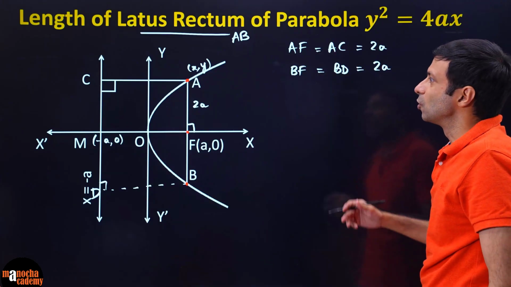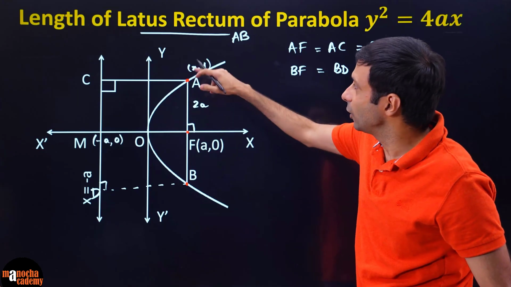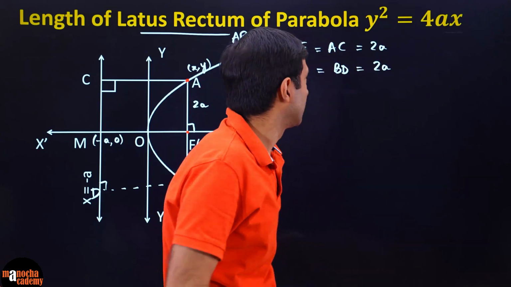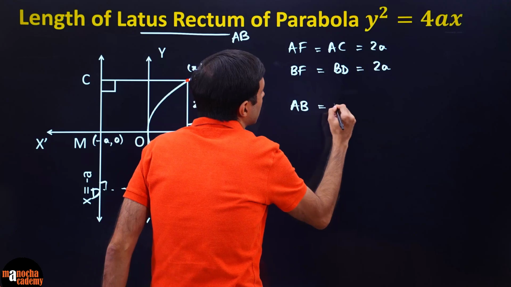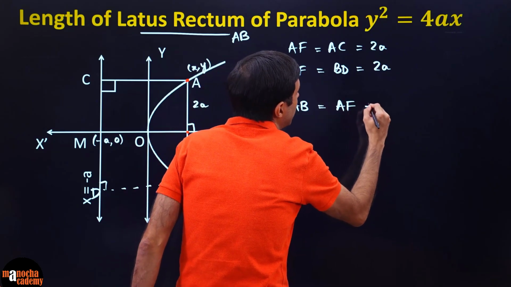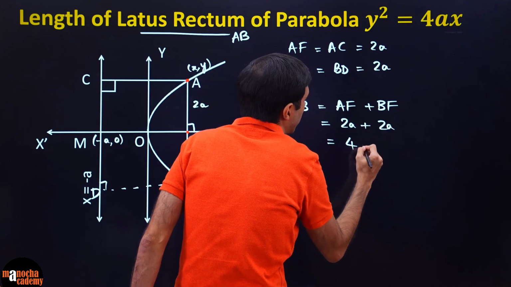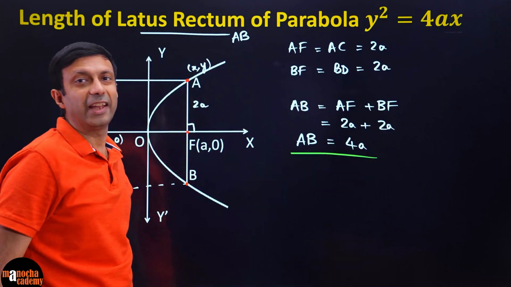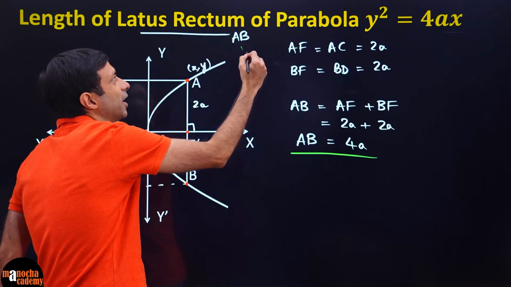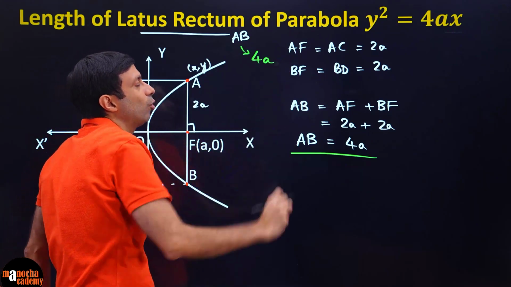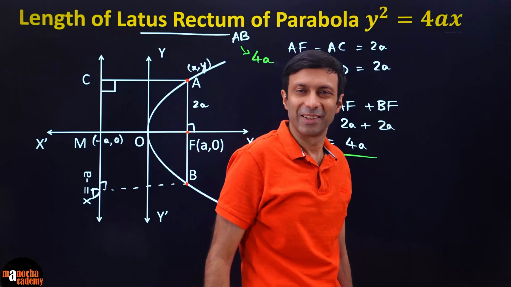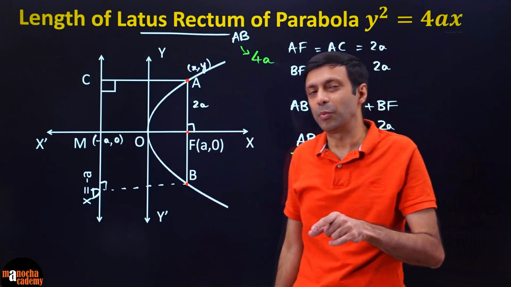Clear? So guys, what will be the total length of the latus rectum AB? AB, you can see, is AF plus BF. So that's going to be 2a plus 2a, which is 4a. So there you can see the length of the latus rectum is turning out to be 4a. Clear?